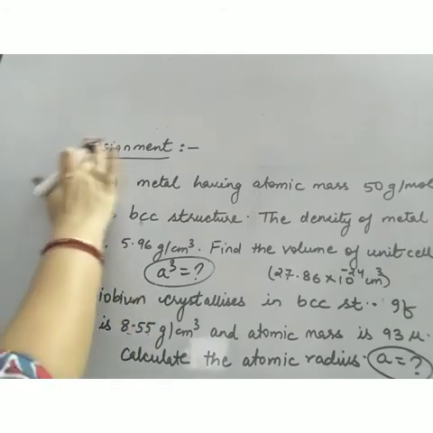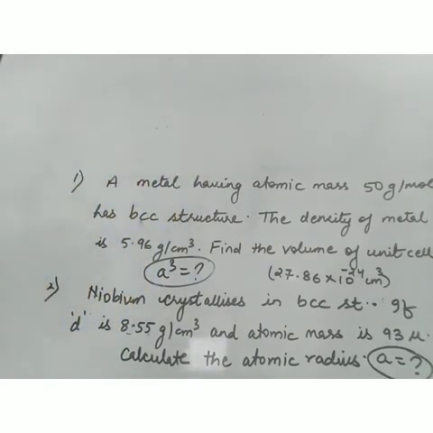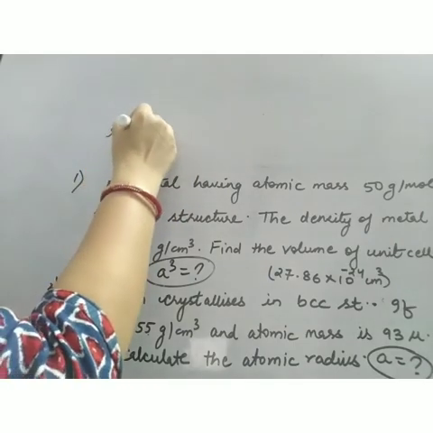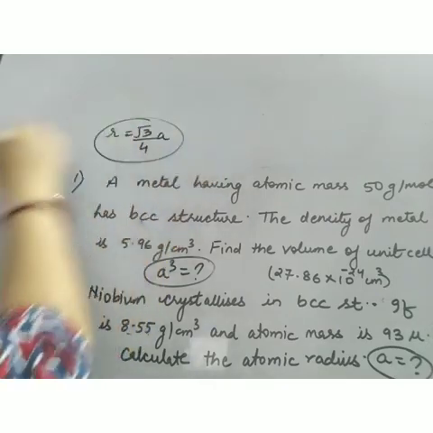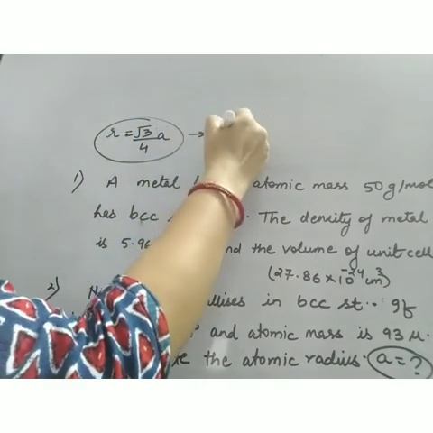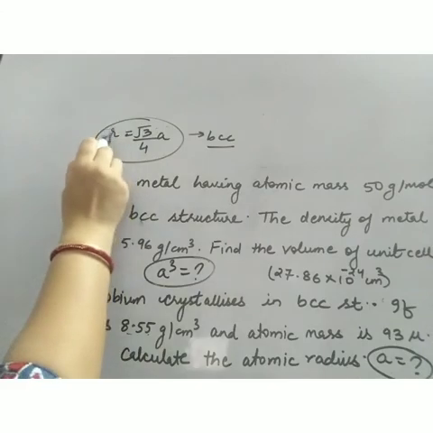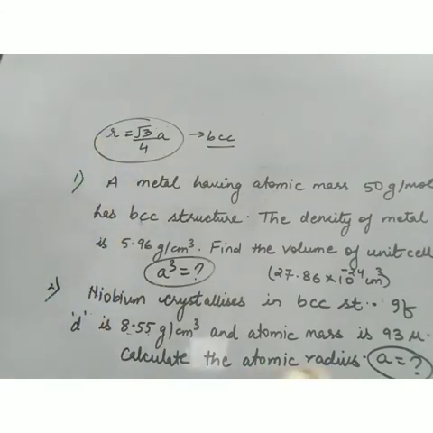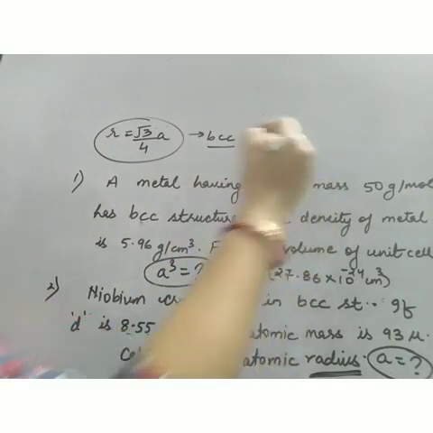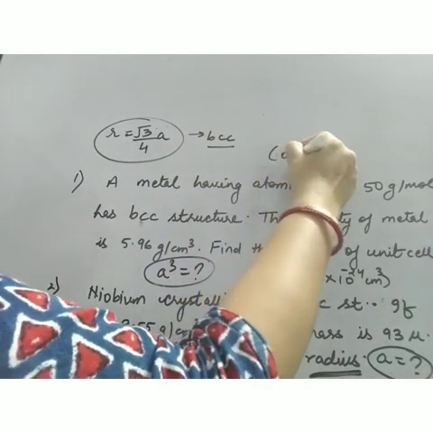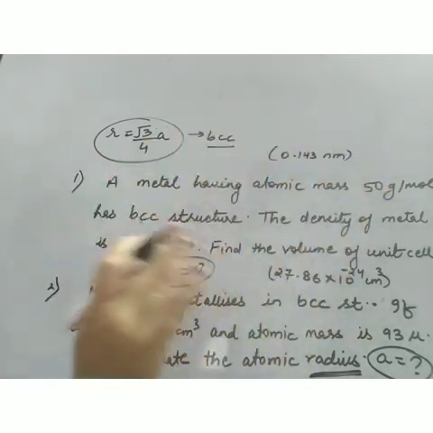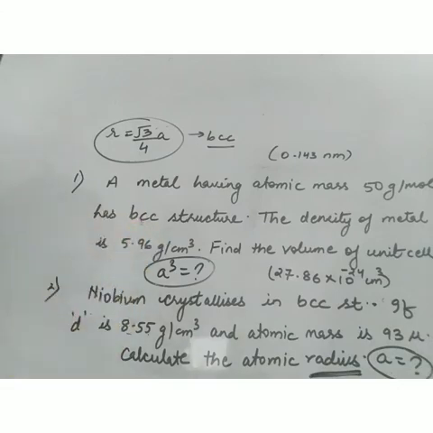Now it is BCC structure. And we know that for BCC structure, what is the relation between radius and edge length? R is root 3 by 4 A. This we have seen in the previous video. This is for BCC structure. So first you will find out A. Then you will find out the radius. So here edge length is not required, but we have to find out the atomic radius. So first find out A cube from this, then calculate A and then find out R, and your radius will come around 0.143 nanometer. Okay, first your radius will come in centimeter, then you can change it into nanometers.